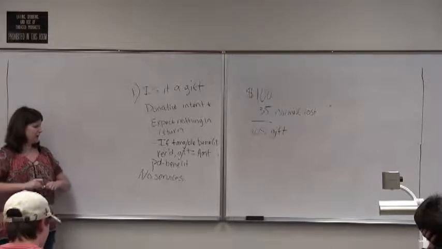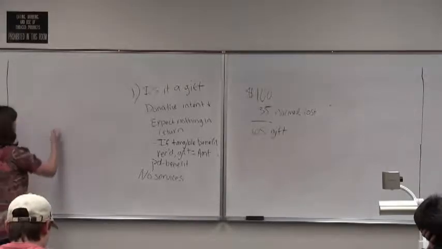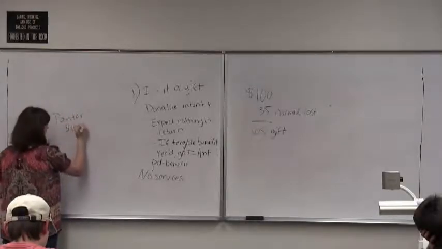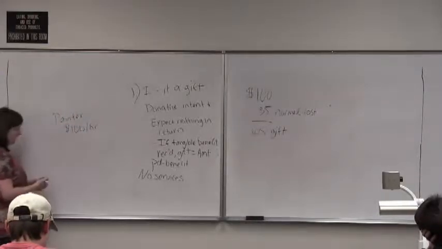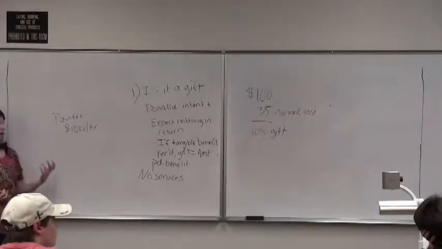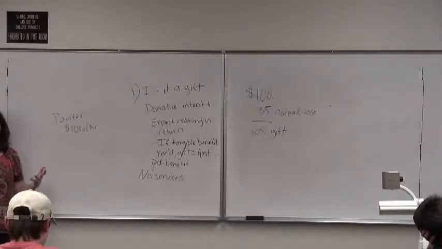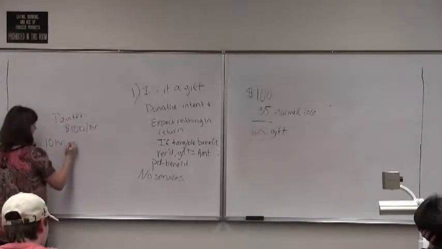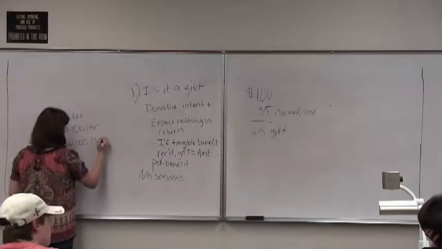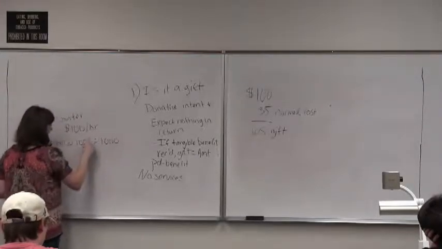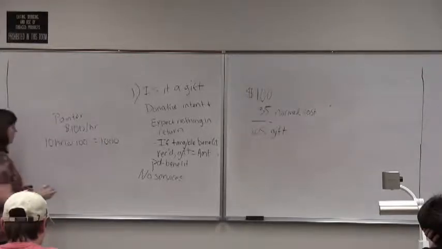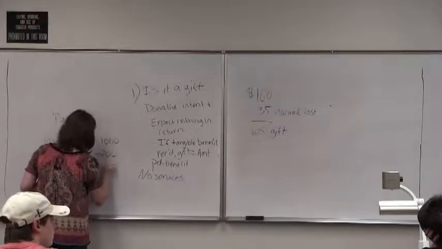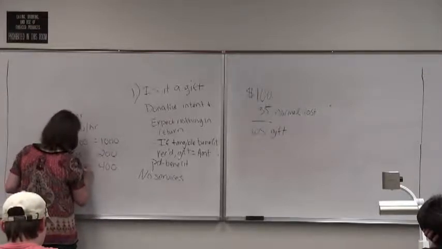So let's say we have a taxpayer and they are a painter. They normally get paid $100 an hour to paint, and they go down to Baton Rouge to help paint for Habitat for Humanity. They spend 10 hours painting. At $100 an hour, that's $1,000. They spend $200 in gas to get there. They spend $400 in lodging once they get there.